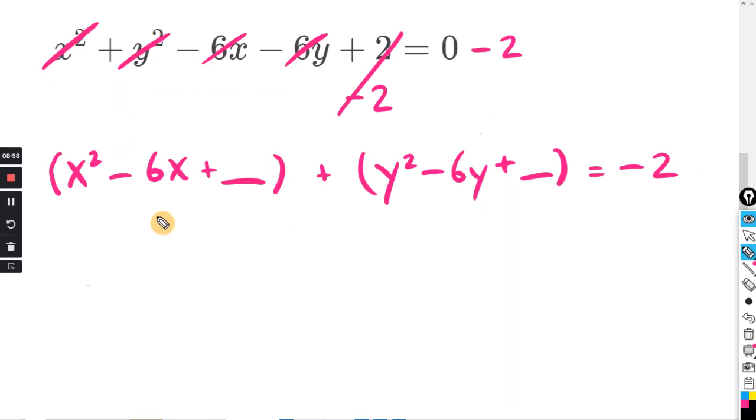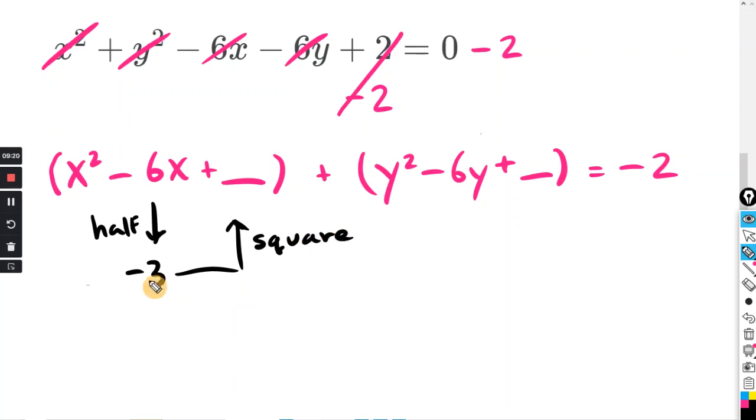All right, same as last time. You go with the coefficient on x. The first step is to take half. Half of negative 6 is negative 3. Take that negative 3 and you square it. Negative 3 times negative 3 is 9. If you add 9 here, you have to add 9 to the other side for it to balance out.